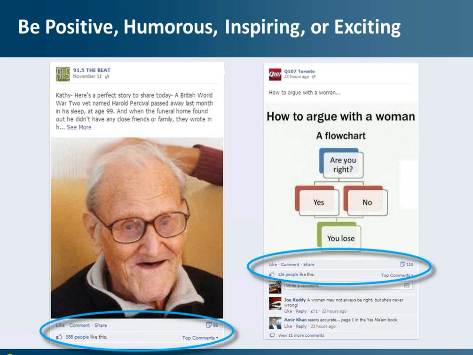On the right is a slightly different type of post. It's a funny flowchart by Q107 Classic Rock. And the reason why it's funny and why it got over 100 likes and shares is because it resonated with the target audience.